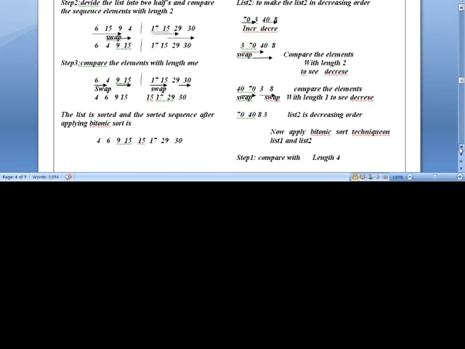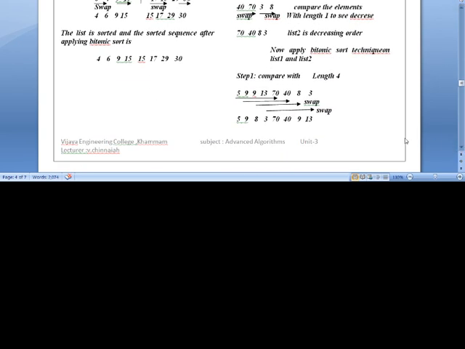So by the time the comparison of length 1 is over, your list is in decreasing order. Now list 1 is in increasing order and list 2 is in decreasing order. Combining these two, we get a list with increasing order followed by decreasing order. So it is a bitonic sequence. Once it is a bitonic sequence, we already know how to sort its elements using the bitonic sort technique. I think you might have understood.